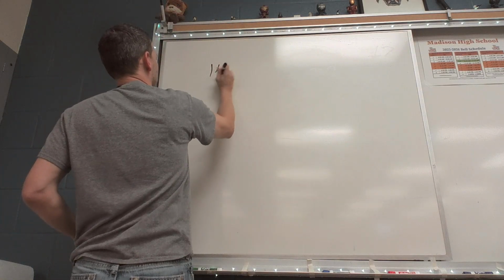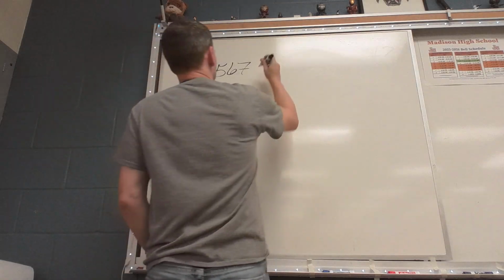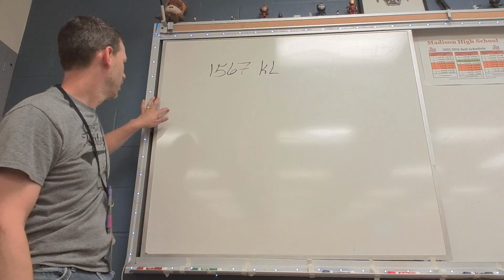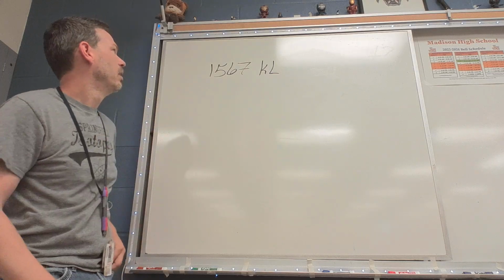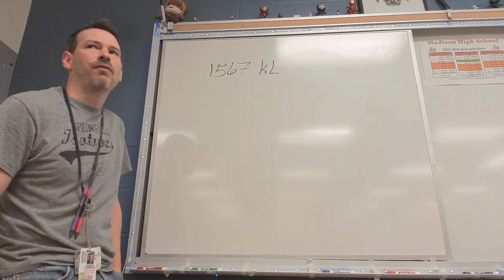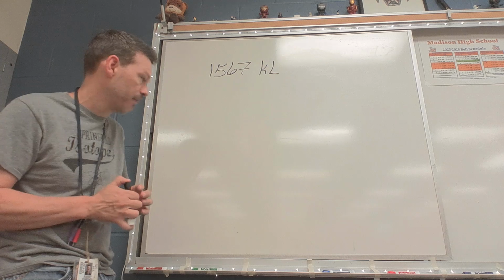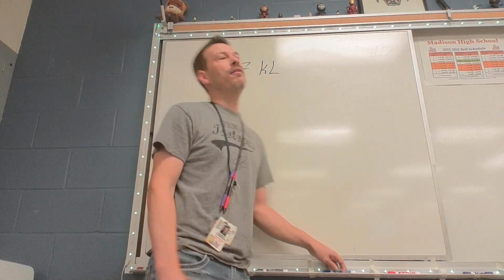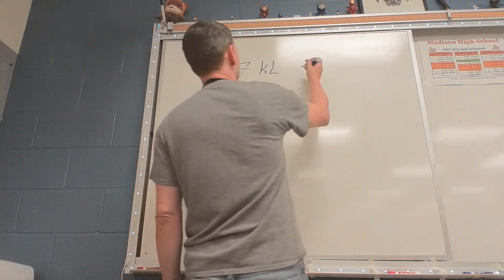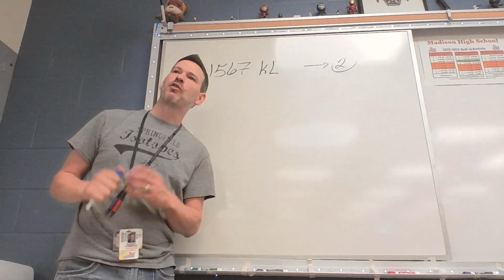Write this down. 1,567 kiloliters. How many sig figs are there? There's 4, right? There's no zeros, so that should be really easy. Yeah, 4 sig figs. But what if I needed there to be less? What if I needed you to write the same number, but instead I wanted you to make it be 2 sig figs? You would have to round it.